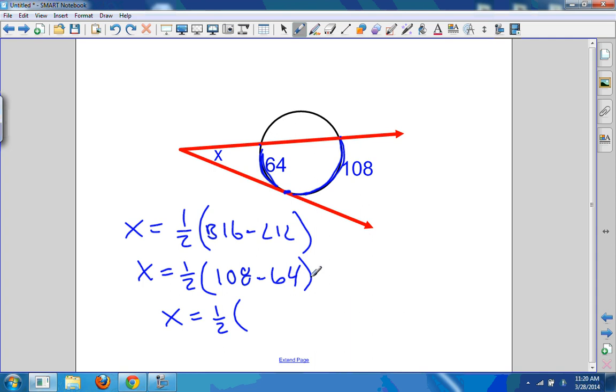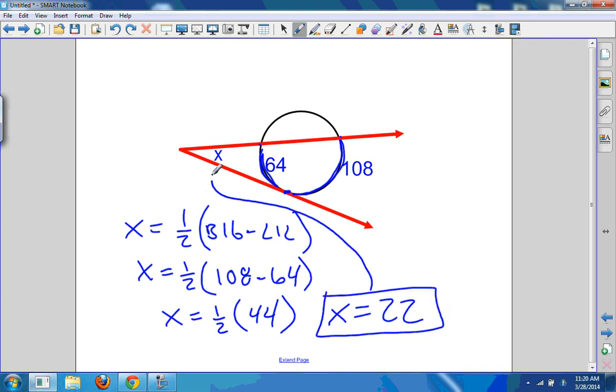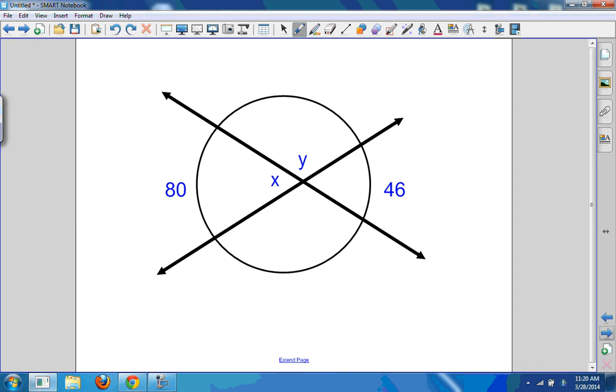Let's see, 108 minus 64 is 44, I believe. And 1/2 times 44 is equal to 22. So this angle here would be 22 degrees, which is smaller than my little arc and my big arc, which will always be the case. All right, moving along, we have one last thing to learn, which is a pretty easy concept.